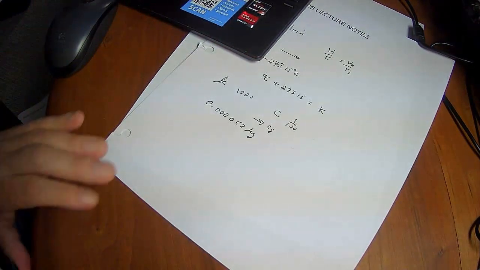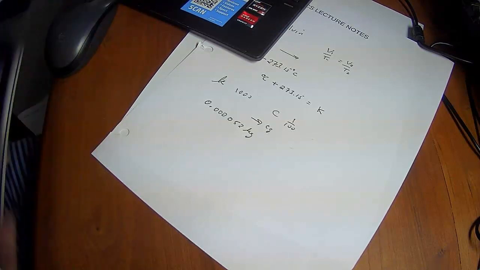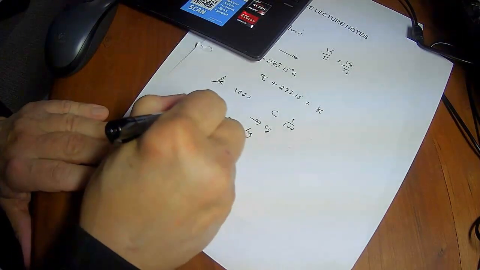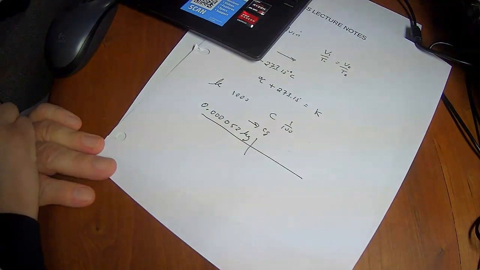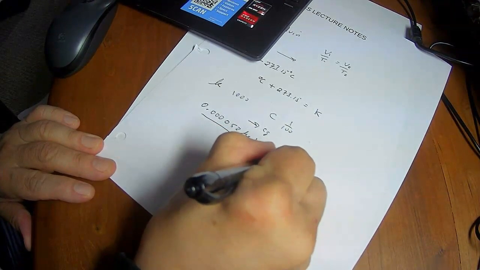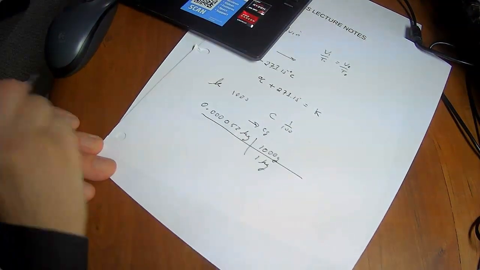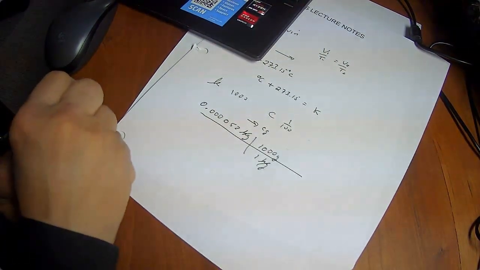So what are we going to do? Well, first of all, I would go from kilograms to grams. How do I do that? Well, easy. I set up conversion factors. I know that there are 1,000 grams in 1 kilogram, so my units of kilogram would cancel. I would just multiply across the top.